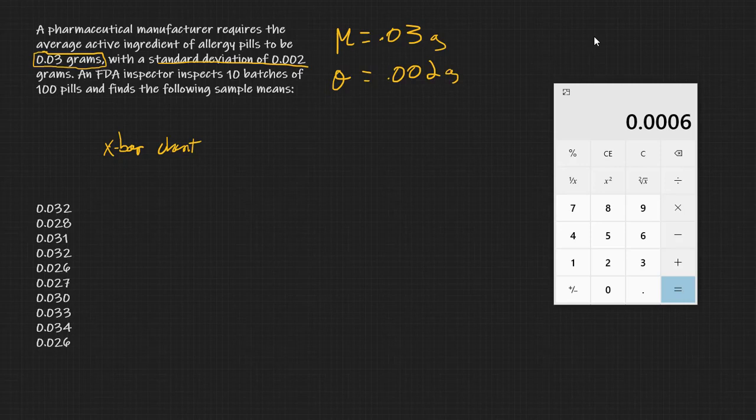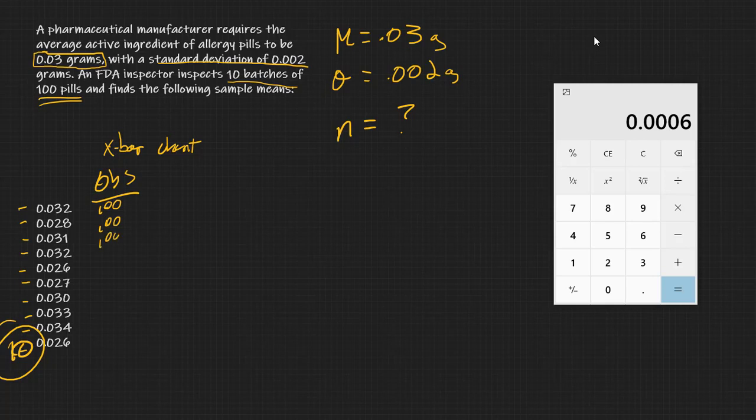The FDA inspector inspects 10 batches. Here they are: 1, 2, 3, 4, 5, 6, 7, 8, 9, 10. Each batch of 100 pills. So right away, the first question you should already be thinking is, which one is n? Does n mean that I have 10 samples, or does n mean that each one of these samples has 100 observations, such that we have a total of 1,000 observations?